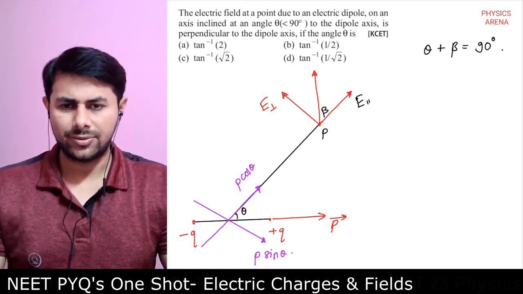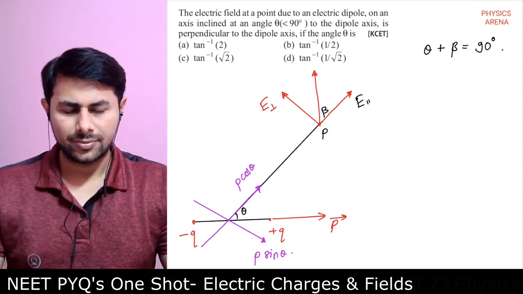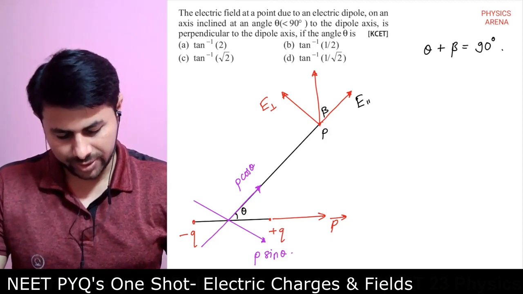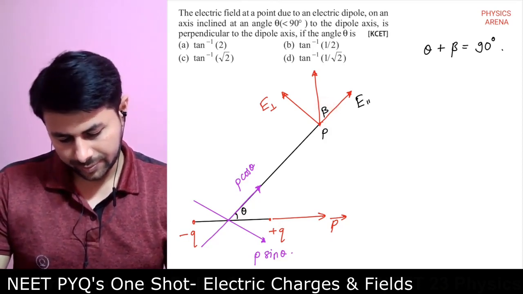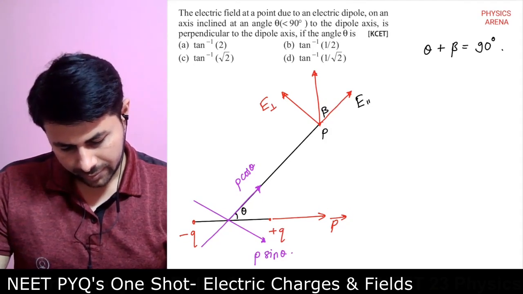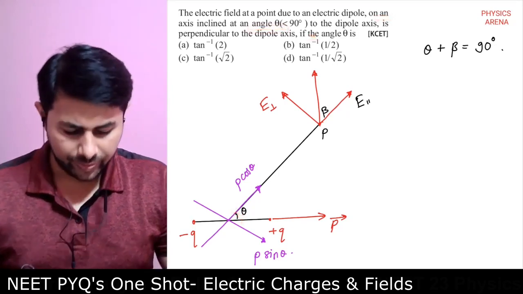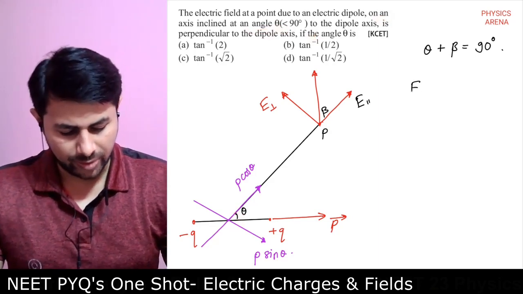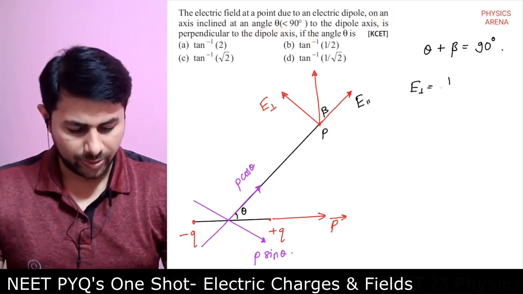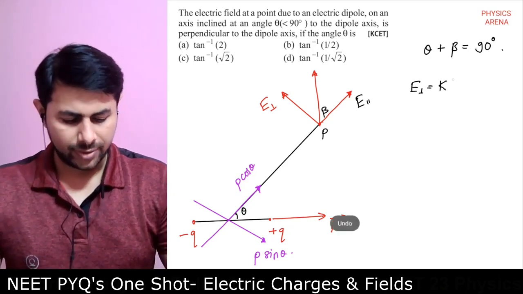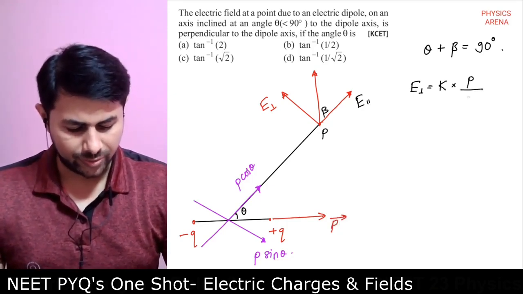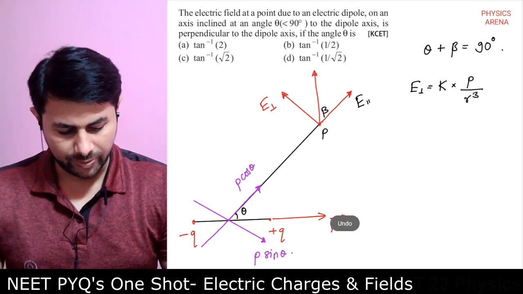Got it till this point? Yes, no? Okay. So then we have to find out this beta. No, we have to find out theta only. All right. So see, what would be E perpendicular? What is formula of E perpendicular? It is 1 upon 4 pi epsilon naught. Let's call it K only, multiplied by P upon R cube. Okay, this is the formula.